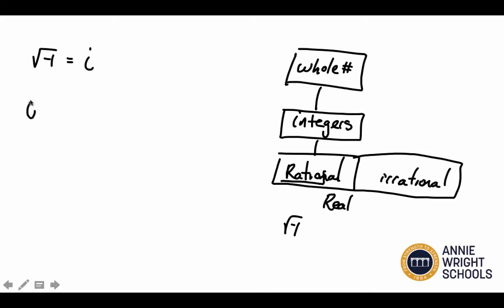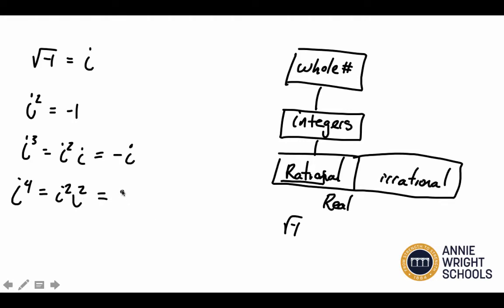So it has this interesting property that i squared would equal -1. It's also interesting if you then think about i cubed. Well, that would be i squared times i, which is -1 times i, or negative i. And then i to the fourth, well, that would be i squared times i squared, which is equal to -1 times -1, which is 1.